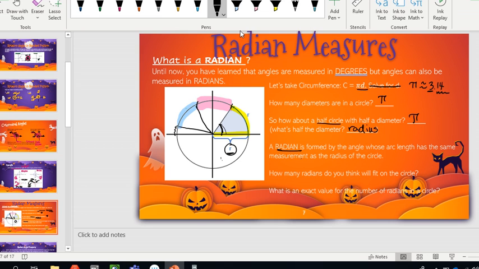How many radians will fit on the circle? Well, about 6. In fact, to be exact, 2 pi of them, or 6.28. That's about 6 1/3 radians that fit around, okay?